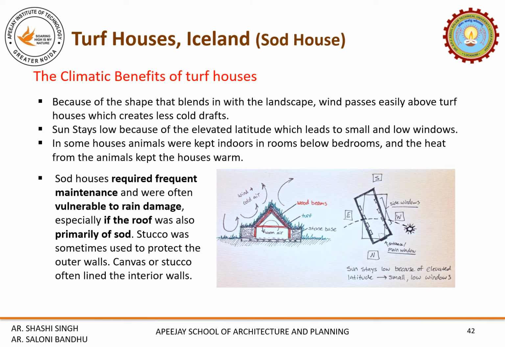In some houses, animals are kept indoors in the rooms below the bedrooms so that the heat from the animals keeps the houses warm. One disadvantage of such a structure is that it requires frequent maintenance and is vulnerable to rain damage, especially if the roof is also primarily made of turf. We have a short video showing the interiors and exteriors of a turf house.